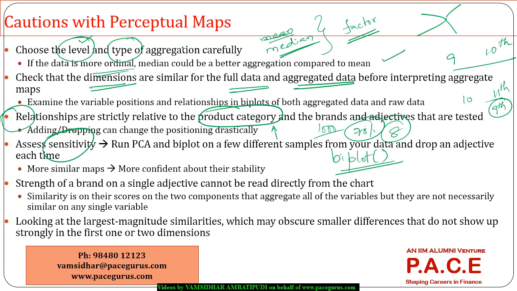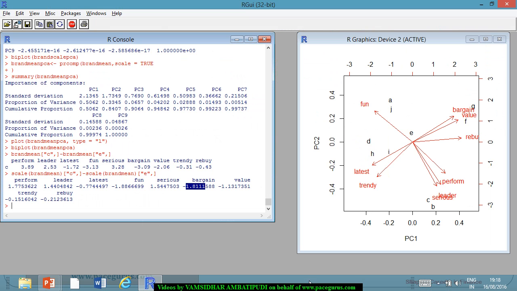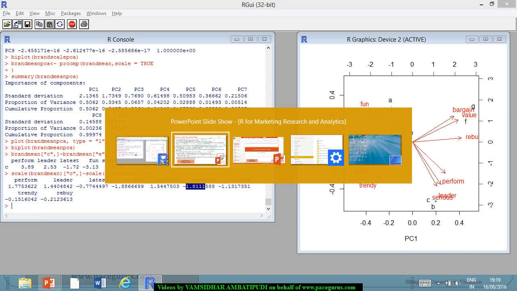And one other thing that we have to talk of here is the strength of a brand on one single variable cannot be read directly from the chart. This is again a kind of a misconception. So whatever the positioning here in the graph, B and C being talked about here, it's not that they are strong on leadership or it's not that they are strong on seriousness. We are talking about two different components, PC1 and PC2. B and C are more or less similar on PC1 and PC2, right? It's not that they are strong on leadership or it's not that they are strong on seriousness.